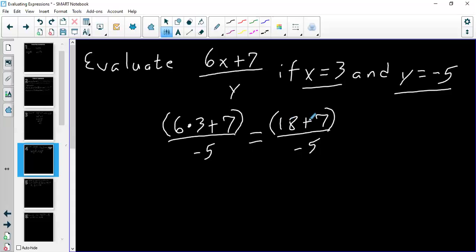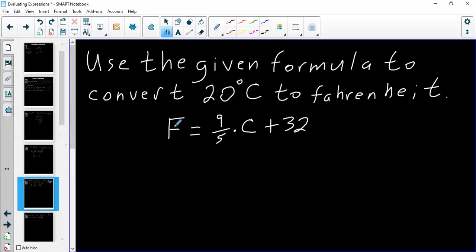Now I have to continue with the numerator. 18 plus 7. Continue down here, so we get 25 divided by negative 5. Now that I've got the numerator down to one number, I don't need the grouping symbol. It's just one number. So now I can do the division. So 25 divided by negative 5, and we get negative 5. All right?